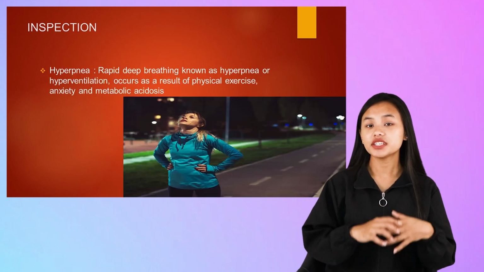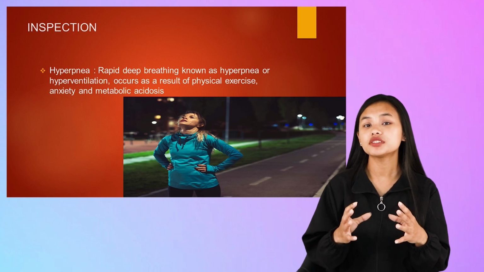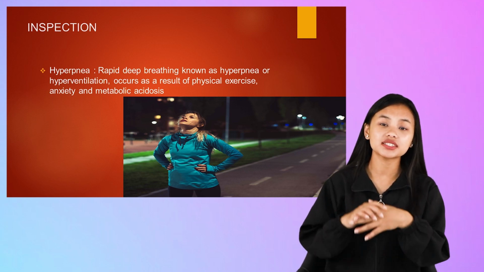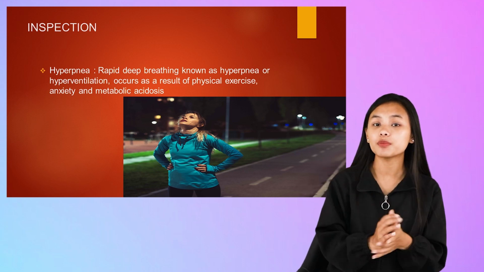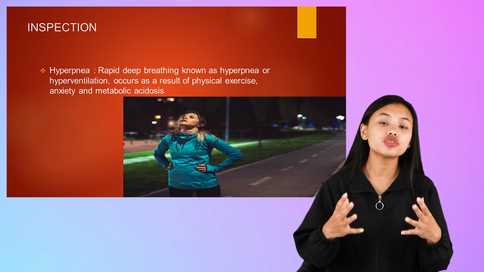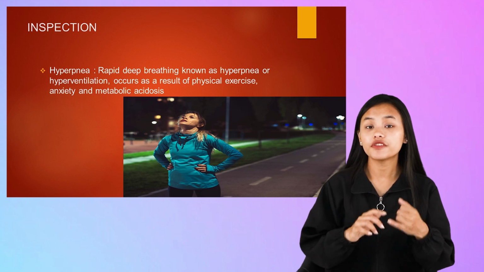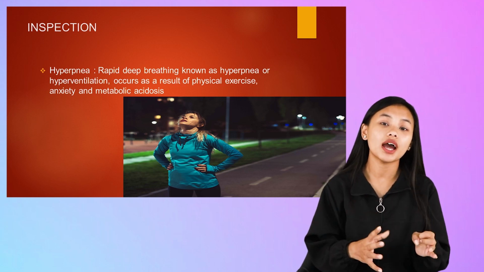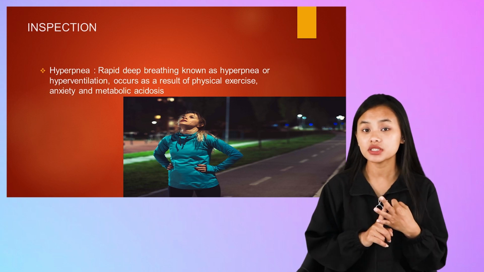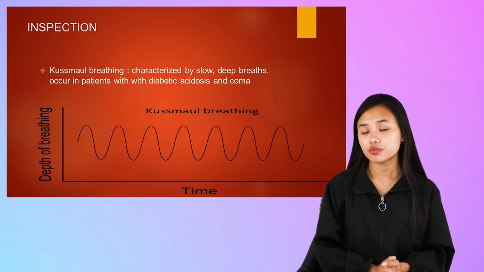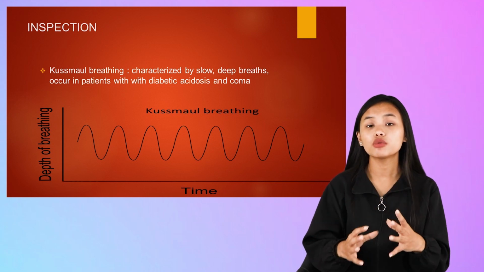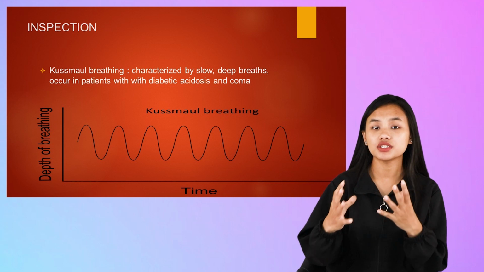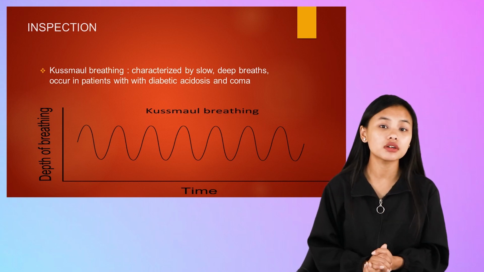The next one is hyperpnea. Here, if there is rapid and deep breathing, then it can be termed as hyperpnea or even hyperventilation. This usually occurs as a result of physical activity, anxiety, as well as metabolic acidosis. The next one is Kussmaul breathing, which is characterized by slow, deep breaths, and it usually occurs in clients with diabetic acidosis or for those who are in a coma.